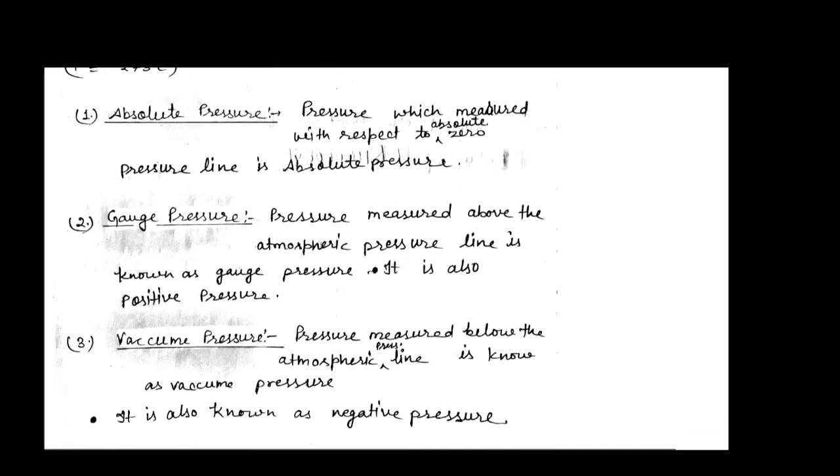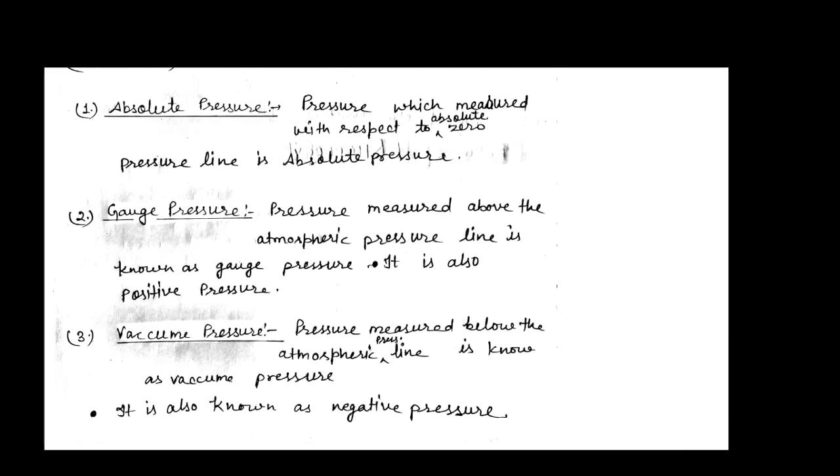So what is an absolute pressure? Absolute pressure is the pressure which is measured with respect to absolute zero. So here the reference point or the reference value is absolute zero. So when we measure some pressure taking the reference of absolute zero, it is known as absolute pressure.